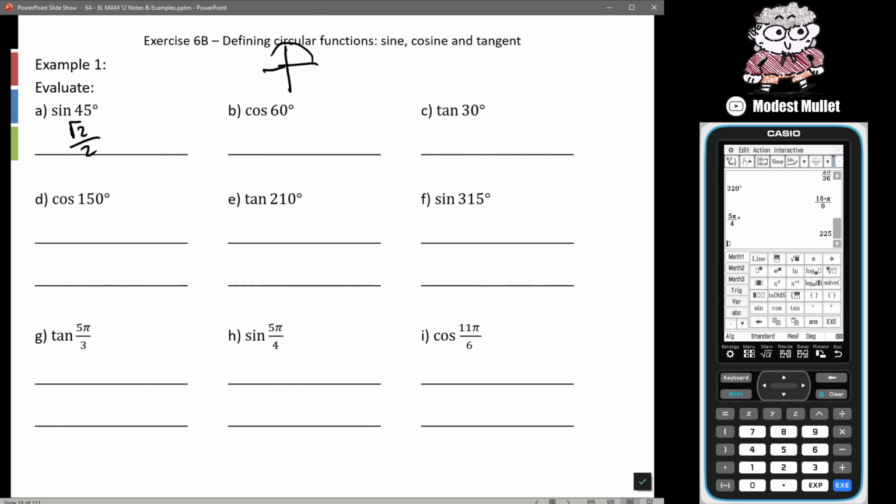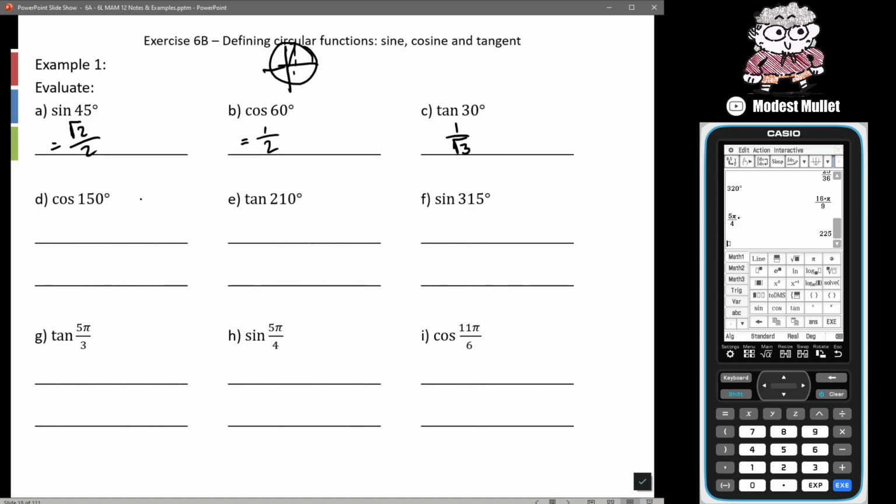Just to talk you through it, cos 60 degrees is going to have a small x component, so that would be the same as a half, which is the smallest one. Tan of 30, well, we know tan of 30 is 1 on root 3. Right, so now let's go about this.